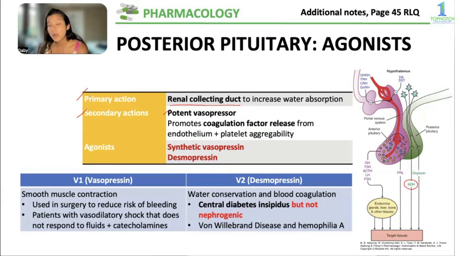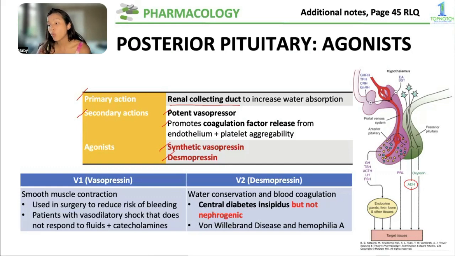In addition to being a potent vasopressor, it also promotes coagulation factor release from the endothelium, particularly your factor VIII. So the agonists for this posterior pituitary hormone, you can give synthetic vasopressin or you can give desmopressin. Now, these two drugs act on different receptors.